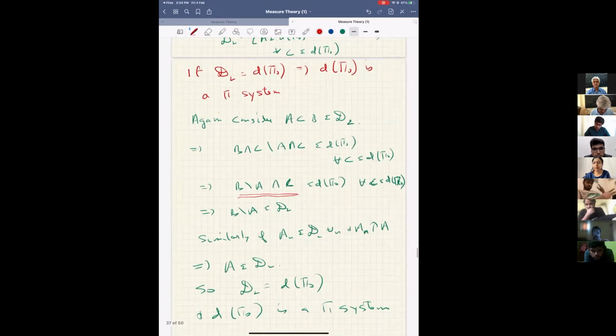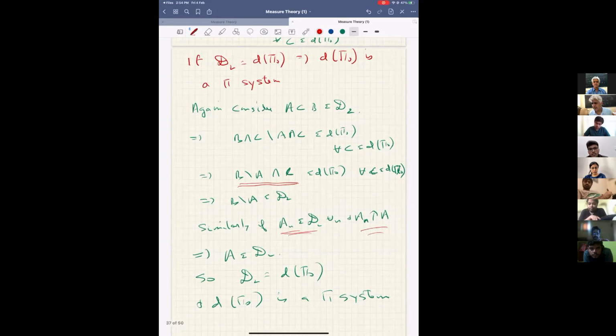Okay. Similarly, if An is in D2 and it's increasing to A, then again, for exactly the same reason, An intersection C is in D of pi 0 for all C in D of pi 0, and An intersection C is going to increase to A intersection C for all C in D of pi 0. So A is going to be a member of D2. Right? So that means D2 is closed under increasing sequences. And again, omega is going to be in D2. That's an easy check. So our D2 is a D system, and hence it's equal to D of pi 0, and hence D of pi 0 is a pi system.